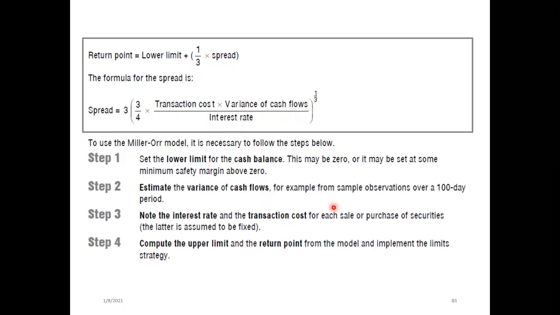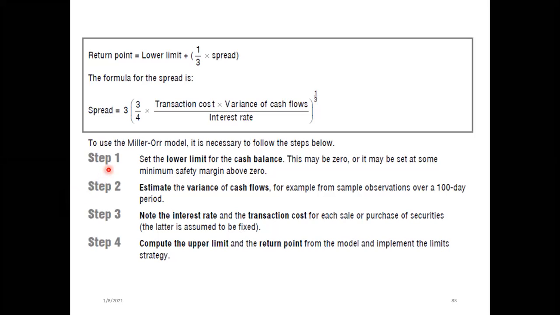So these are the steps to draw the Miller-Orr model. Step 1, set the lower limit for cash balance. This may be 0, or it may be set at some minimum safety margin above zero. In this example, the company set the minimum cash balance as zero, and some companies can set a lower balance of 5,000, 10,000, 100,000. It's based on their requirement. It's decided by the management.